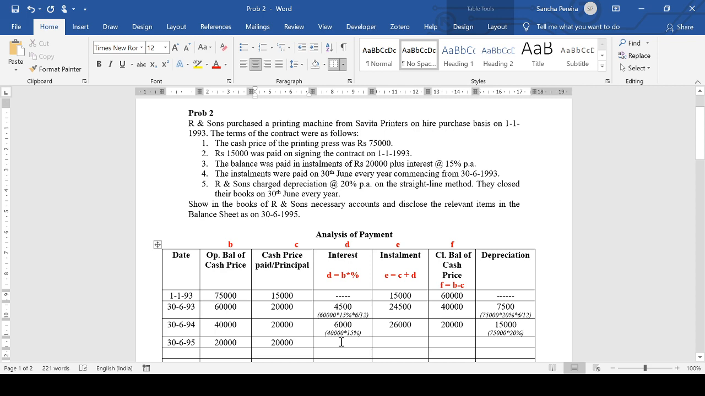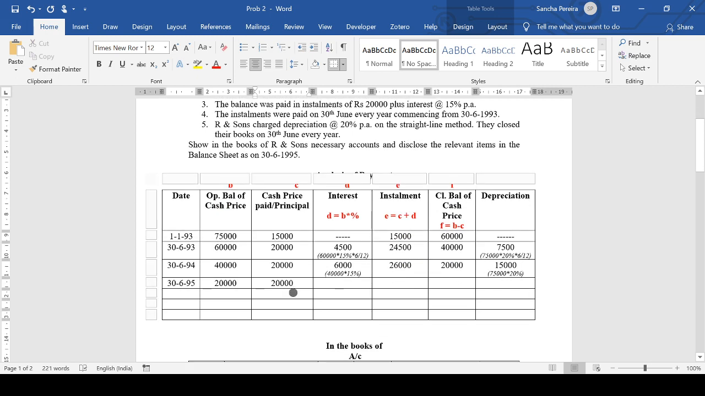So interest again can be calculated. Interest won't be the balancing figure. Is that clear? Why is there a difference? Because the information that is given is different in the problem. In the last problem, we knew the installment. In this problem, we know the cash price.